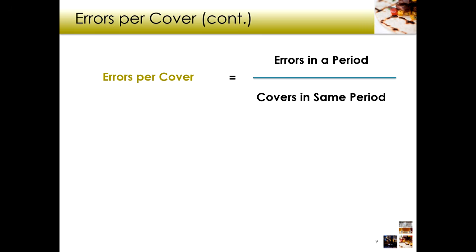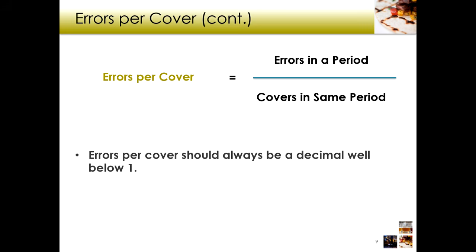So errors per cover is just like in the name, the formula's there. Errors in a period divided by the covers in the period. So this is a ratio between how many customers came in and how many times we screwed up, right? This should always be less than 1, right? Because if you had one cover come in and you messed up, that's 1 divided by 1 would be 1, right? That means you're making an error every time a customer comes in. So errors per cover should always be a decimal lower than 1, right?